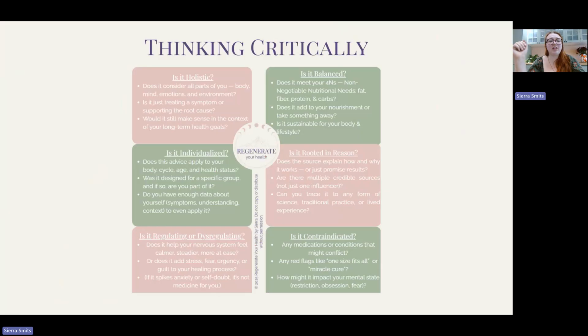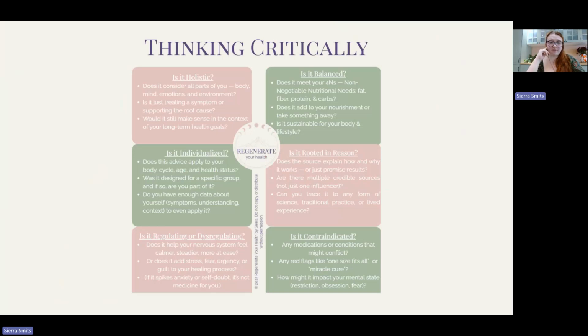Is it individualized? Does this advice apply to your body, cycle, age, and health status? Was it designed for a specific group? And if so, are you part of it? Do you have enough data about yourself, symptoms, understanding, context, etc., to even apply it?